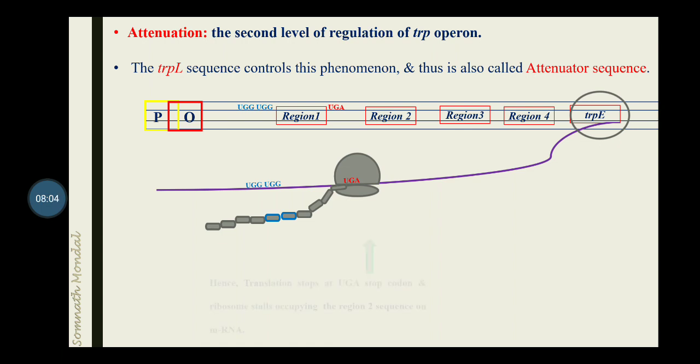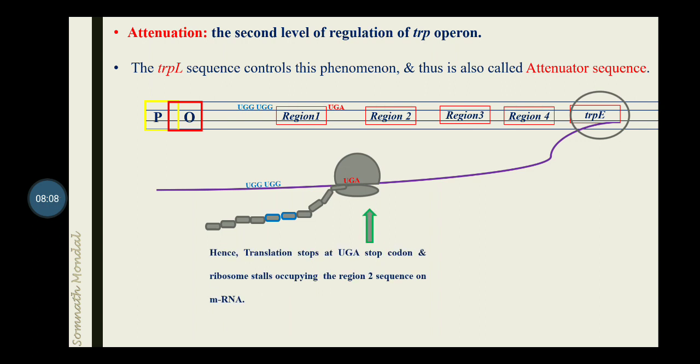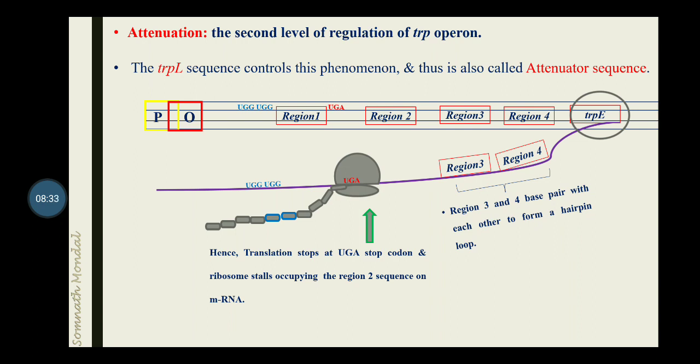Now the ribosome will stall just at the UGA, that is the stop codon, and thus it will occupy the region 2. Thereby the region 3 and region 4 on the hanging mRNA will be free, and as region 3 and region 4 have complementary base sequences, they will base pair to form a hairpin loop structure. Just remember the hairpin loop structure that is formed in case of intrinsic termination of transcription that we have studied during study of prokaryotic transcription. So this is the representative image of a hairpin loop that is formed by combination of region 3 and region 4.